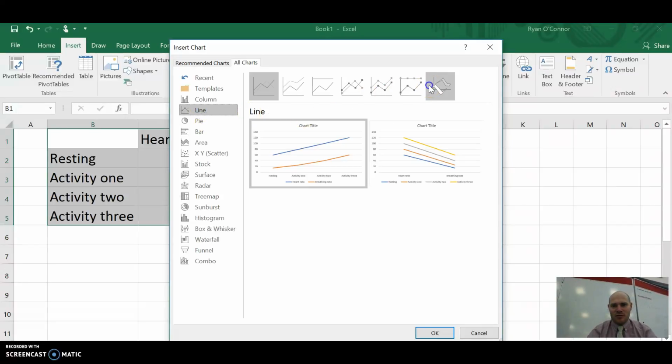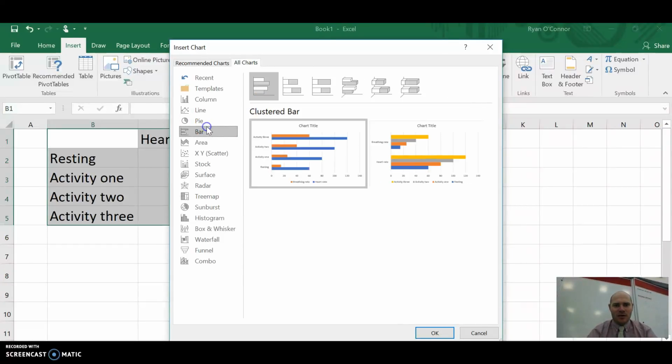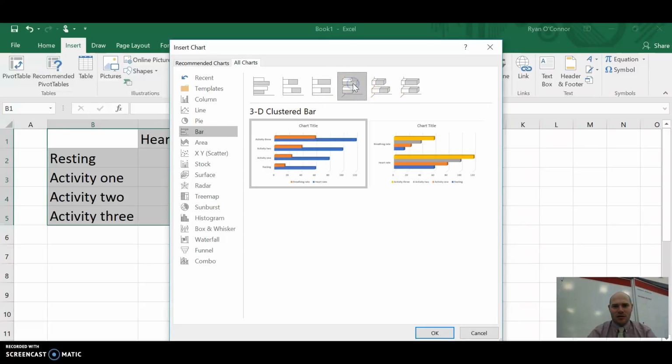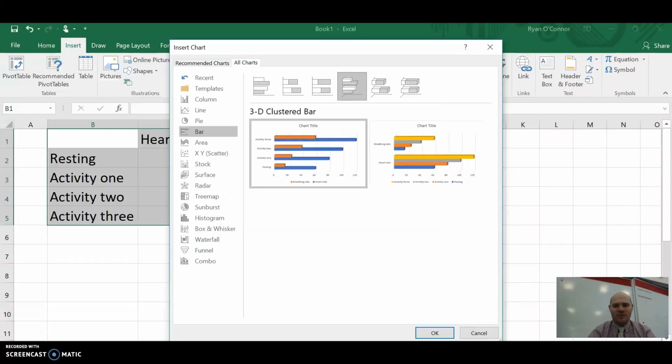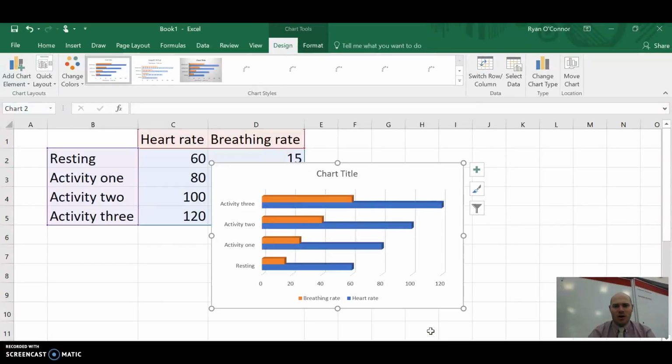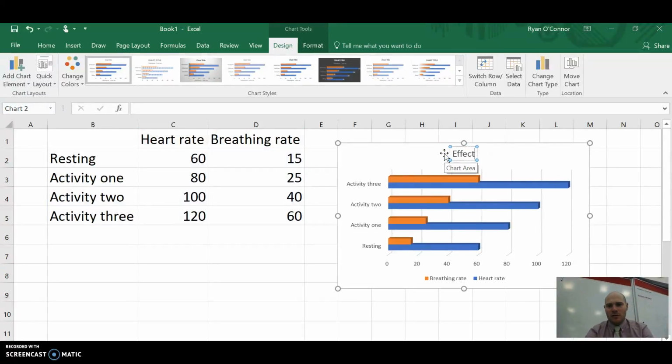If you want fancy 3D ones, you can run with that. So you might sit there and go, all right, I want one of these fancy lines. They look a bit funny. I'm going to stick with a pretty cool looking 3D bar graph, and I'm just saying OK. So I can move that about. I change my title, and I'm going to call the title Effects of Exercise on Breathing Rates and Heart Rates.